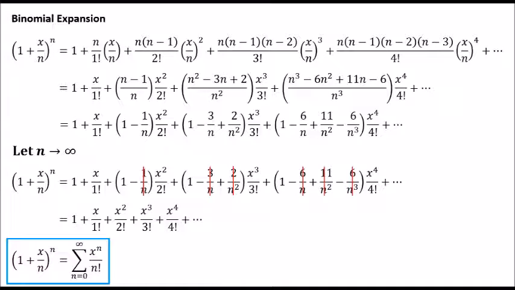Now we are going to let n go to infinity. In red, look how all those terms go to zero when we divide by infinity. That simplifies the expression significantly. For n going to infinity, the sigma notation boxed in blue is a valid representation of the infinite series. I stopped at n equals 4 in this example, but the same pattern continues for all the terms after that. Can you convince yourself that this is in fact true?